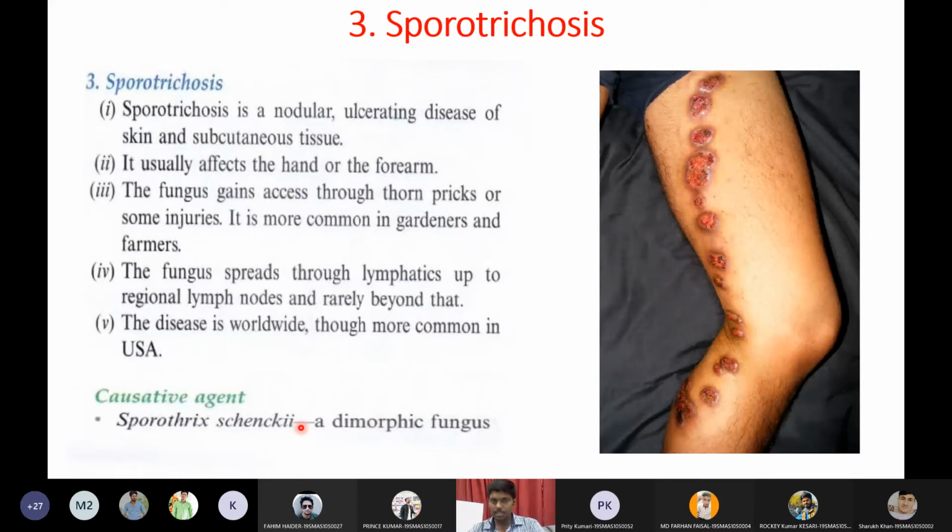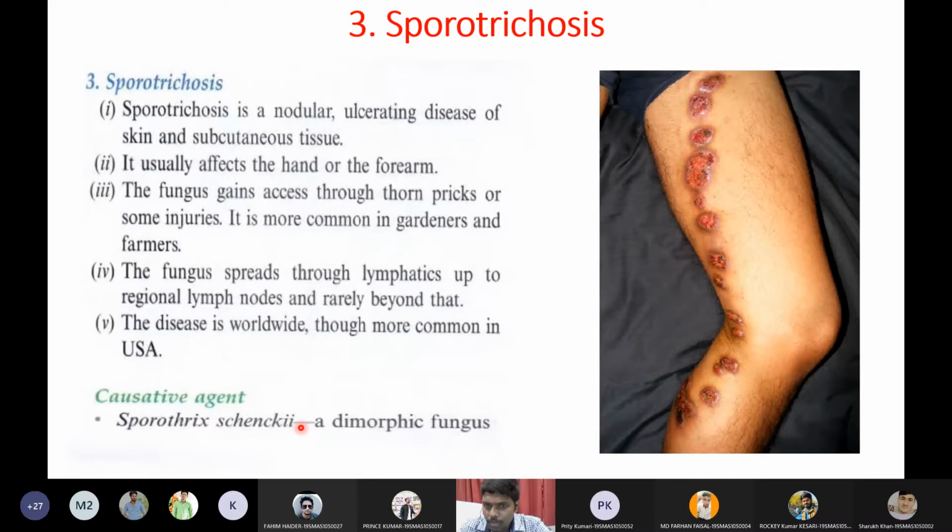Now, this is the first time we are seeing a dimorphic fungus in subcutaneous infections. Keep in mind, this is the first time we are encountering a dimorphic fungus in a subcutaneous infection. So Sporothrix schenckii is a dimorphic fungus.